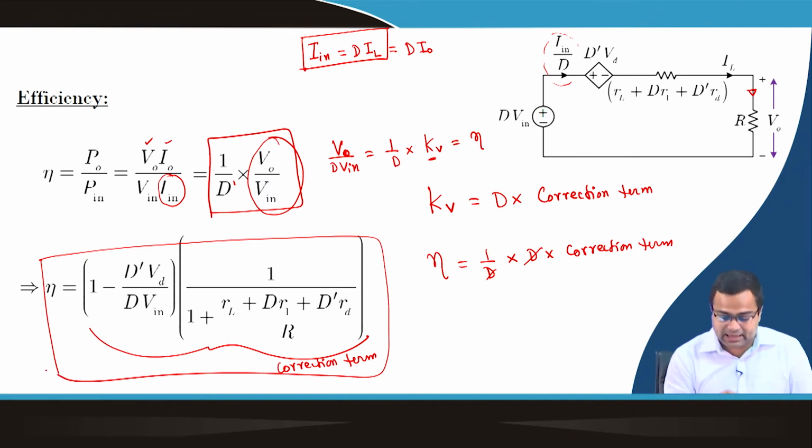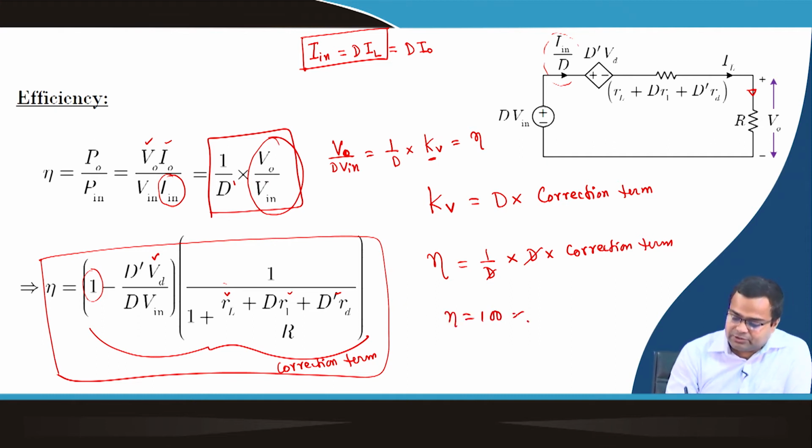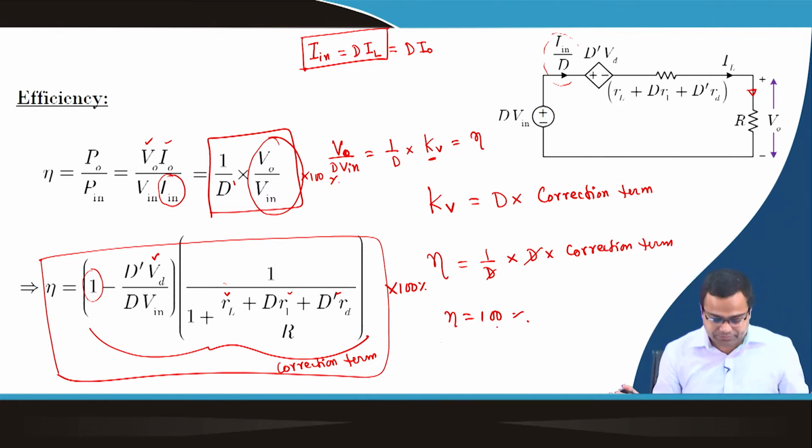So, your efficiency under ideal condition, you can set Vd to be 0, and if you set all this drop to be 0, then this will be only 1, and if you take all the parasitic drop to be 0, this term will be 1. So, efficiency will be 100%. That means we should multiply with 100 in terms of percent. But in practice, it is much lower due to the diode drop, due to this parasitic resistance.